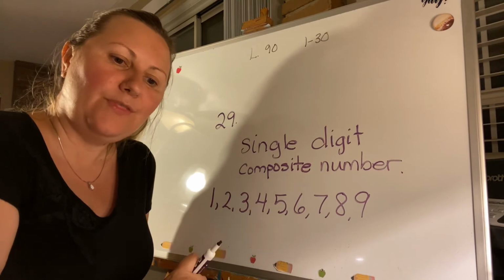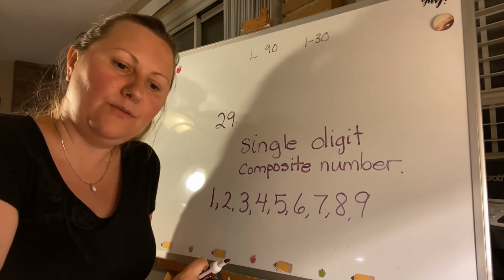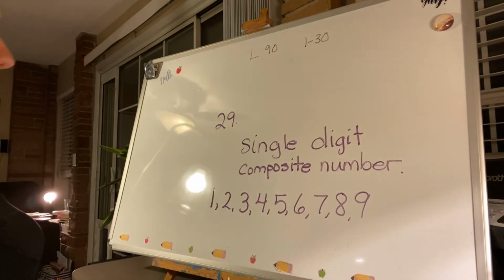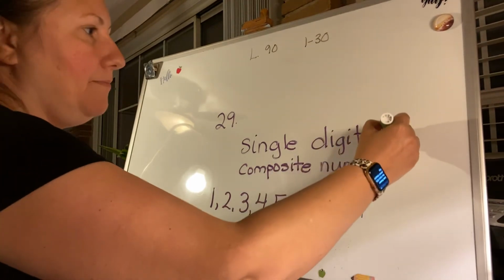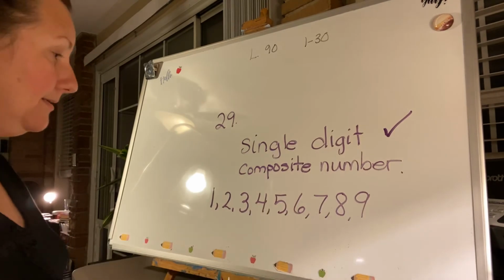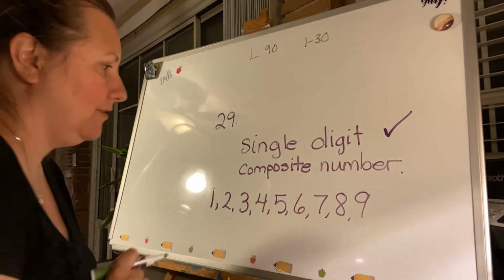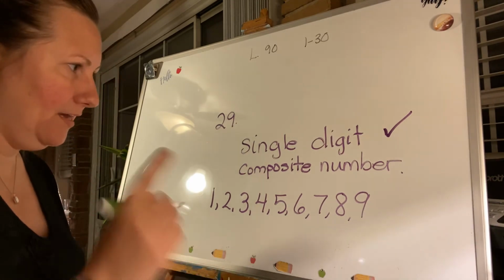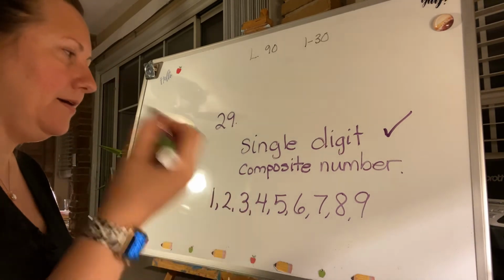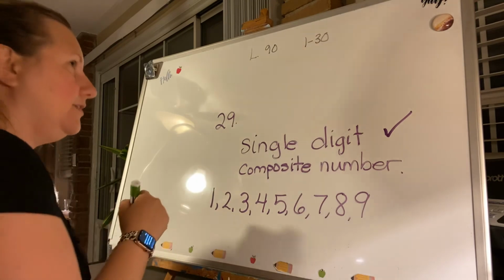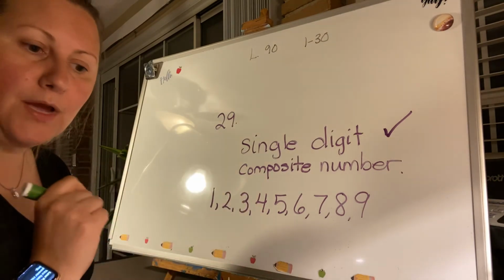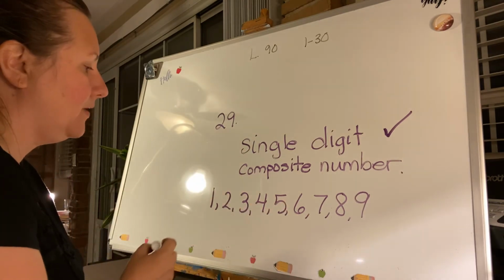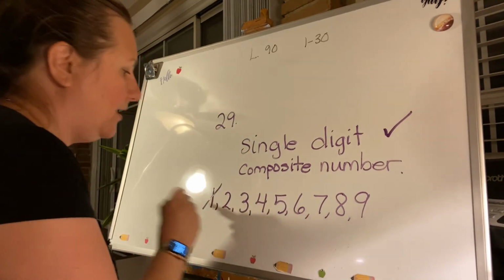Okay, so think about what numbers could be possible. So it's a single digit. Okay, we've got that part checked off. And we have to have a composite number. A composite number, remember, is the opposite of a prime number. A composite number is going to be a number that has more than 2 factors, 1 times itself. So obviously it's not going to be 1.